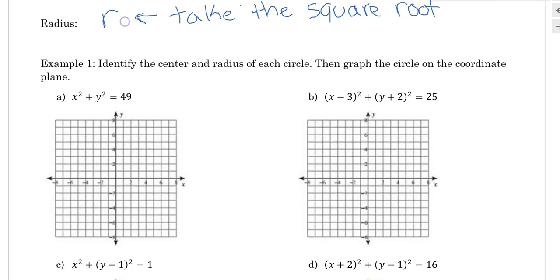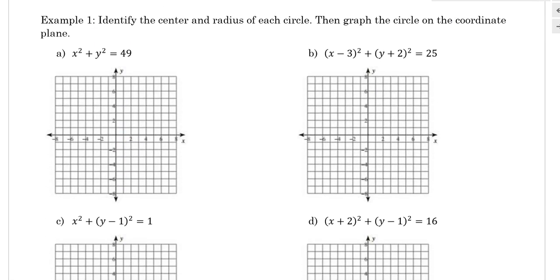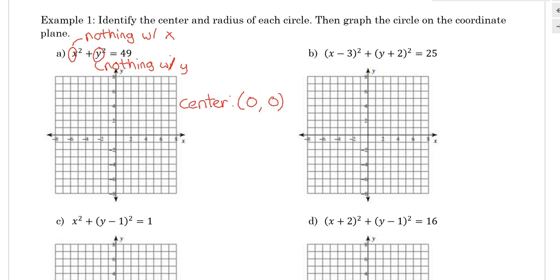So looking at our examples, I want to identify the center and radius of each circle, then graph the circle on the coordinate plane. This one, students, I kind of will show you, but this is your basic equation of a circle. If I look here, there's nothing with x, and there's nothing with y. So that just means my center, nothing, nothing. There's nothing being added or subtracted.